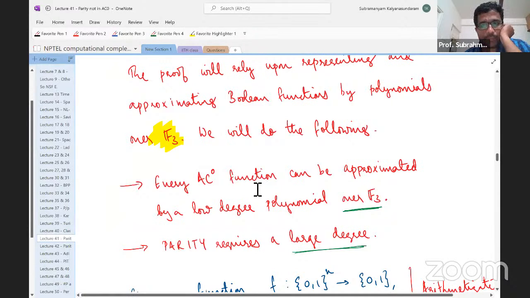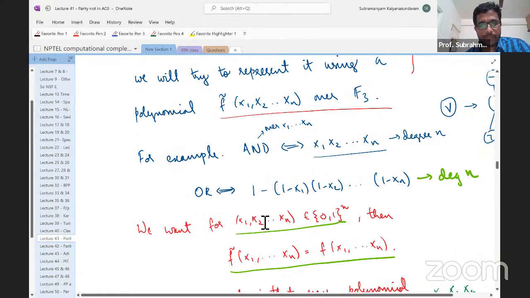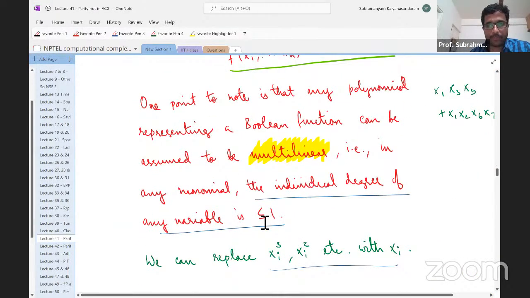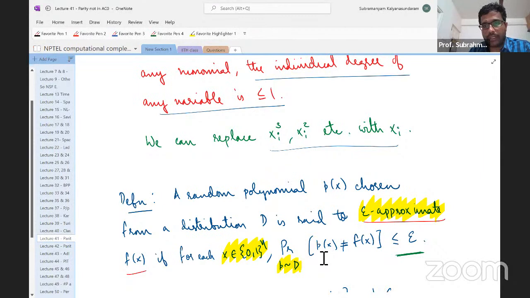So we say that every AC0 function can be approximated by a low degree polynomial. And this is mostly the first lecture, 41, right? How do we do that? We first show that the notion of approximation itself needs to be defined, right? A random polynomial chosen from a distribution epsilon-approximates a function if for any value of x, the polynomial matches the function with probability at least 1 minus epsilon, or the probability of not matching is at most epsilon.